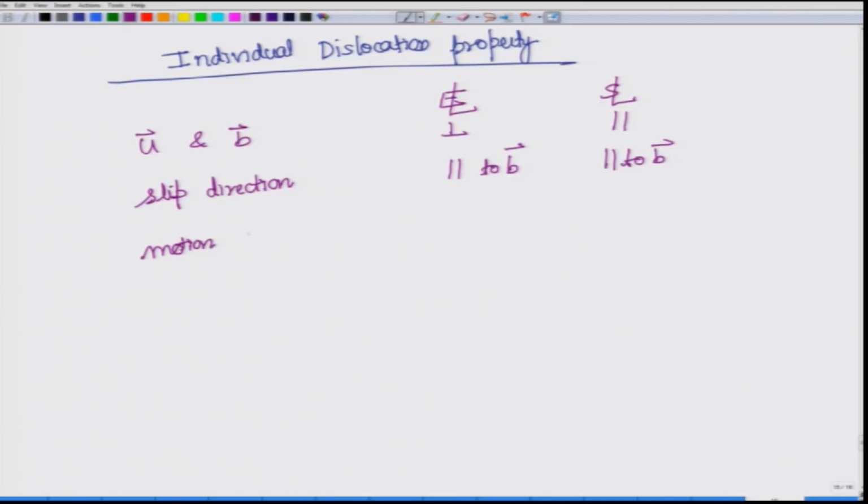Motion of dislocation. Not all dislocations are moving in the direction of slip. This will certainly change from edge to screw. So, the motion of dislocation would be parallel to B for edge dislocation and perpendicular to B for screw dislocation. So, it is the motion of dislocation which changes when we go from edge to screw, but the slip direction will remain the same because B is constant and that is what defines the slip, and that slip will remain the same as long as B is the same.